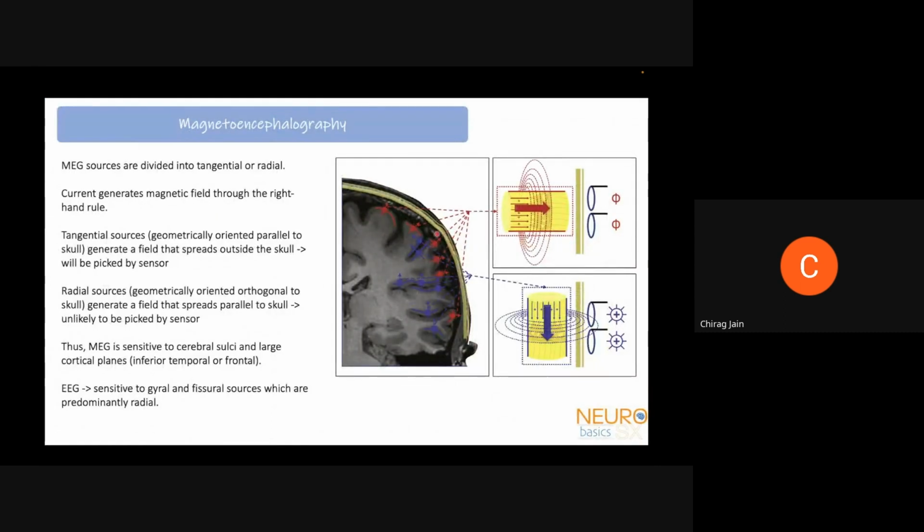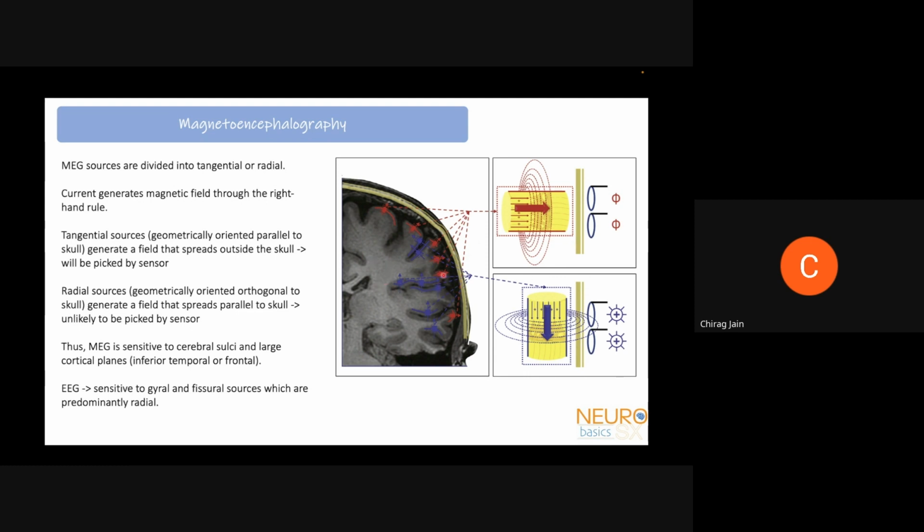So if you use the right-hand rule, you'll see that these tangential or blue sources are going to produce magnetic fields which are going to go outside the skull. While these radial sources, which are basically on the gyral crest, will produce magnetic fields which will be along the skull. So they will not be able to go outside the skull. So they will not be picked up by MEG. So MEG is sensitive particularly to these sulci.